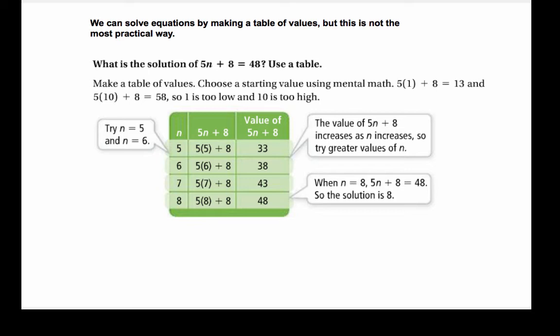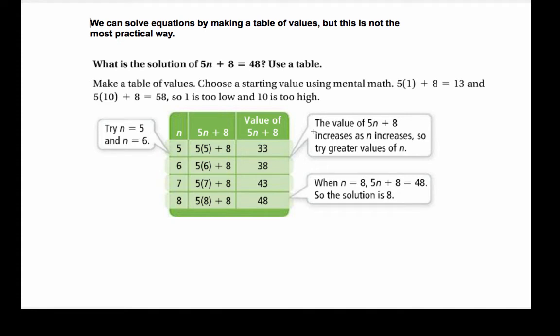Use a table. So here's a worked out example of how you would go about using a table to solve an equation. We'll make a table of values, meaning we'll pick values of n in this case. We'll plug them in or substitute them into our expression on the left and see if it equals 48. Choose a starting value using mental math. So we'll start with 1.